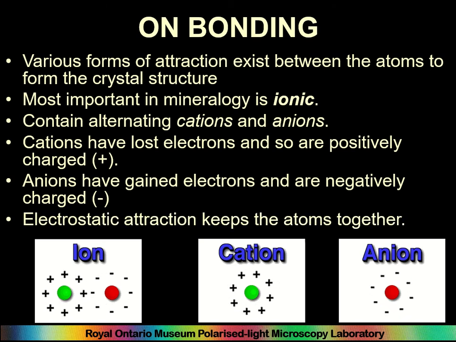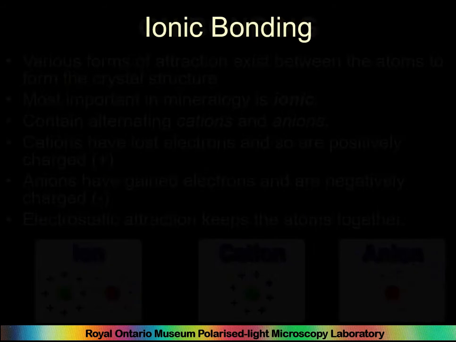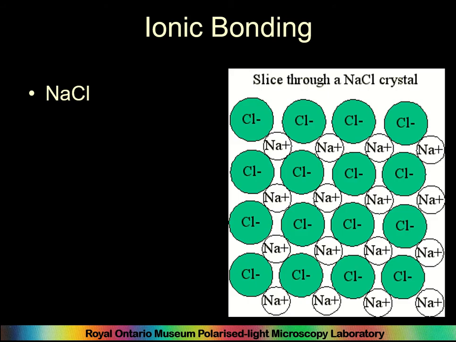Electrostatic attraction keeps these atoms together. So, for instance, as I mentioned previously, sodium chloride, also known as halite and also known as salt. So you have chlorine and sodium, making sodium chloride. The cation is sodium, and the anion is chlorine.